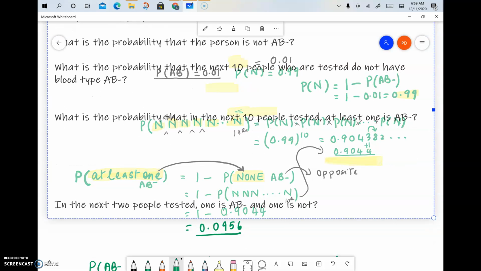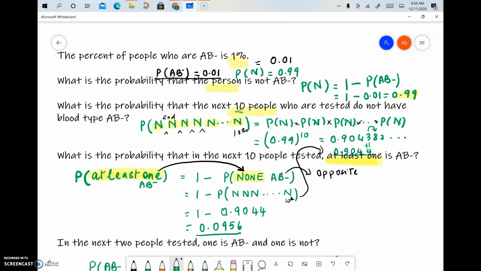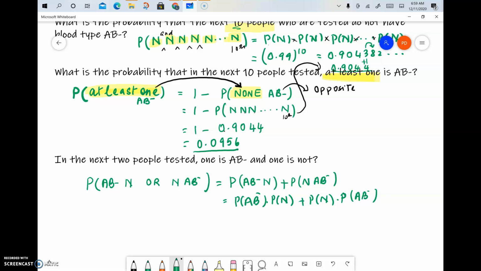Now the next question is, in the next two people tested, what is the probability that, and I think I've forgotten to type in what is the probability that one is AB negative and one is not. One of them is and the other is not. Notice that it does not say that the first is AB negative and the second is not. It does not specify the order.